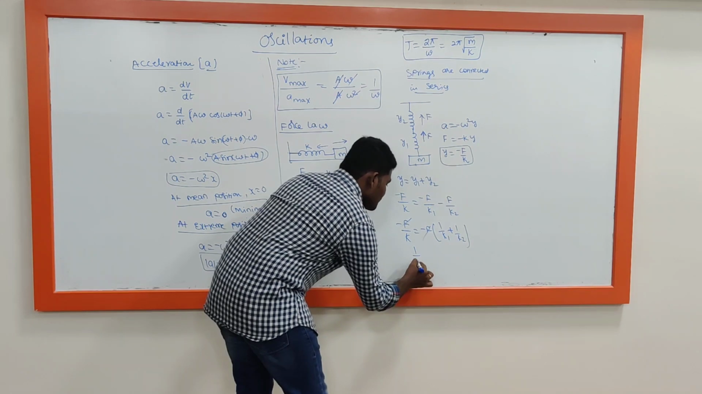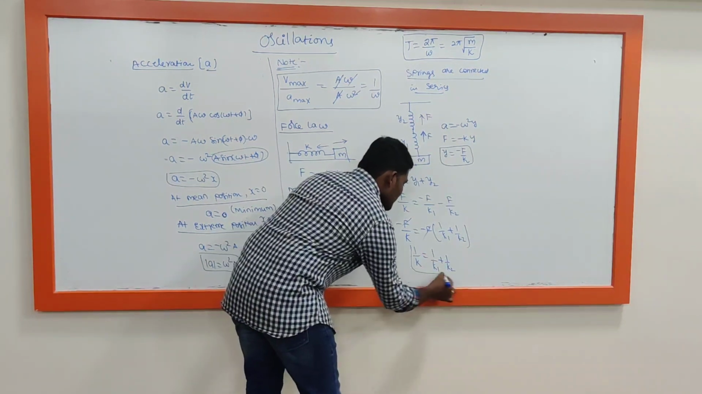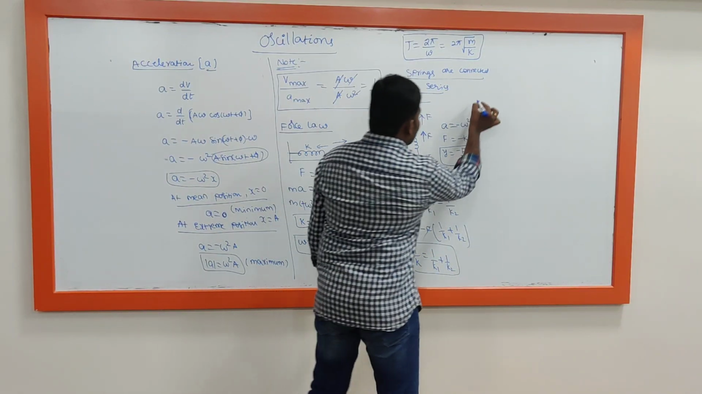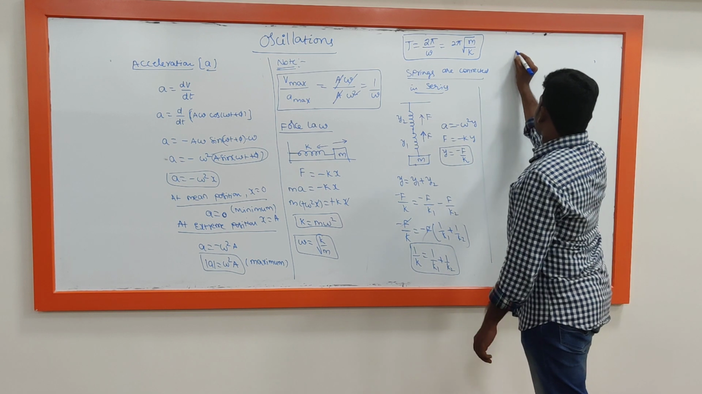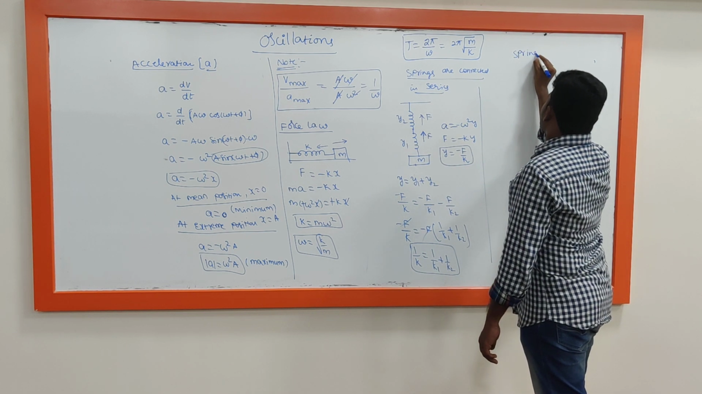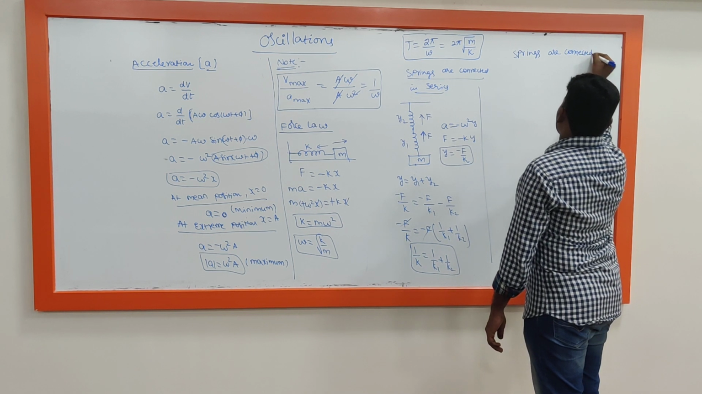Then we can write, when the springs are connected in series, 1 by k equal to 1 by k1 plus 1 by k2. Similarly, if the springs are connected in parallel.